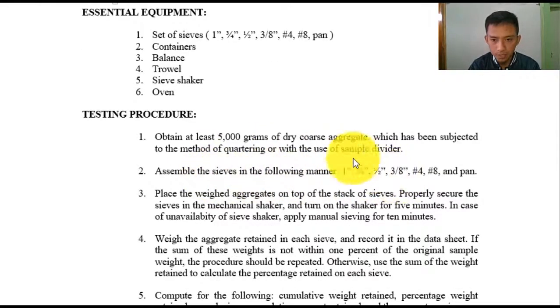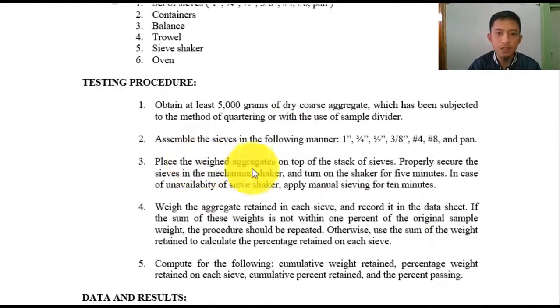Assemble the sieves from the biggest opening to the pan, of course, and then place the weighed aggregates on top of the stack of sieves. Properly secure the sieves in the mechanical shaker, and then turn on the shaker for 5 minutes. So if you're using a shaker, you need to do it for at least 5 minutes. In case you do not have a sieve shaker or mechanical shaker, you will do it manually, for at least 10 minutes.